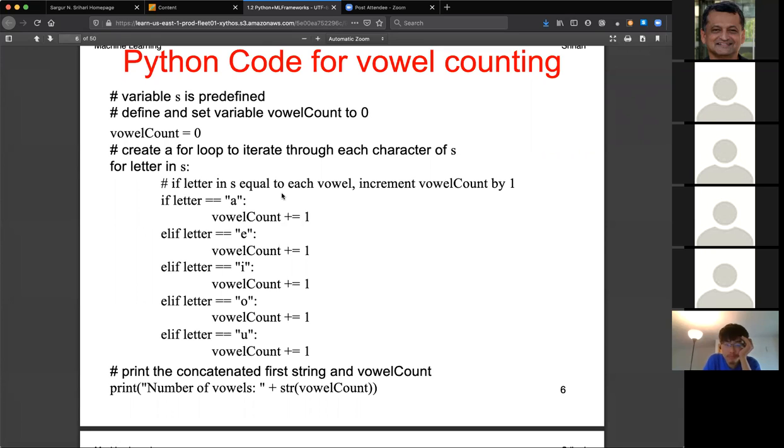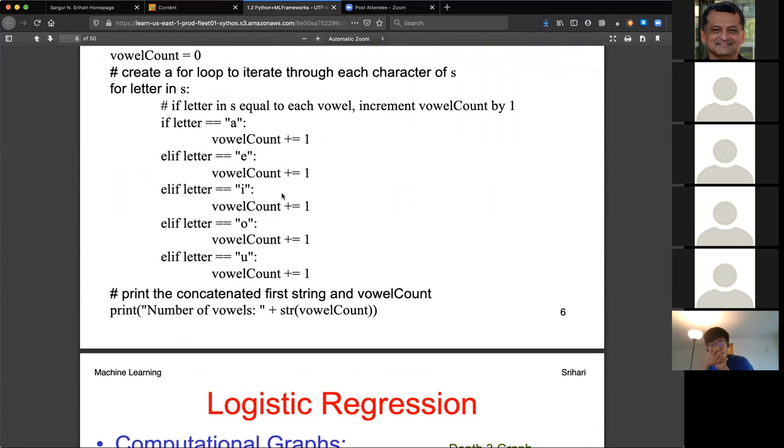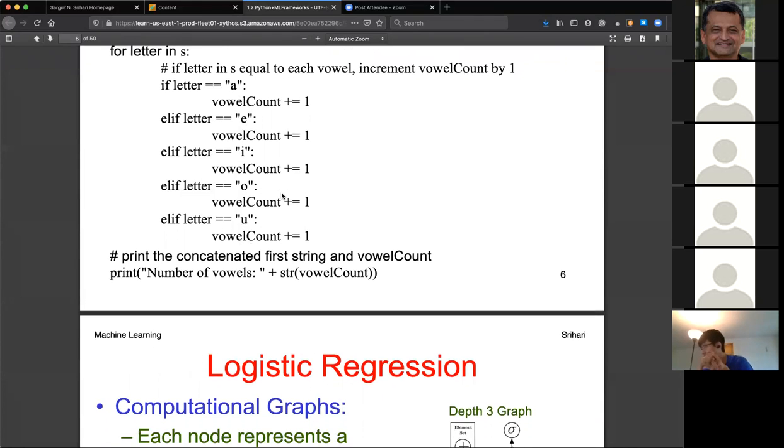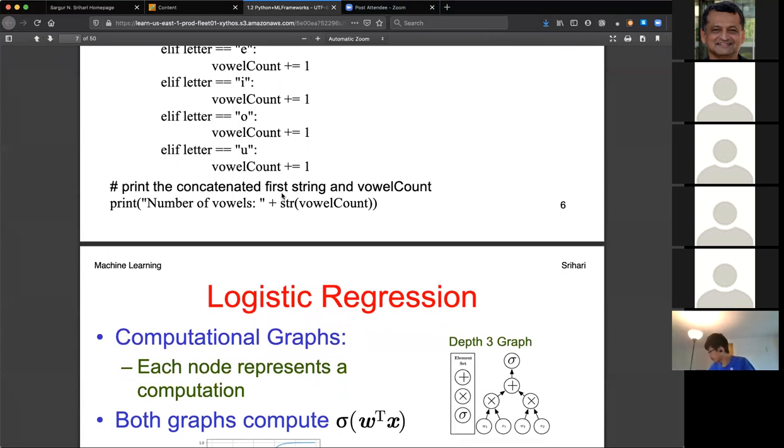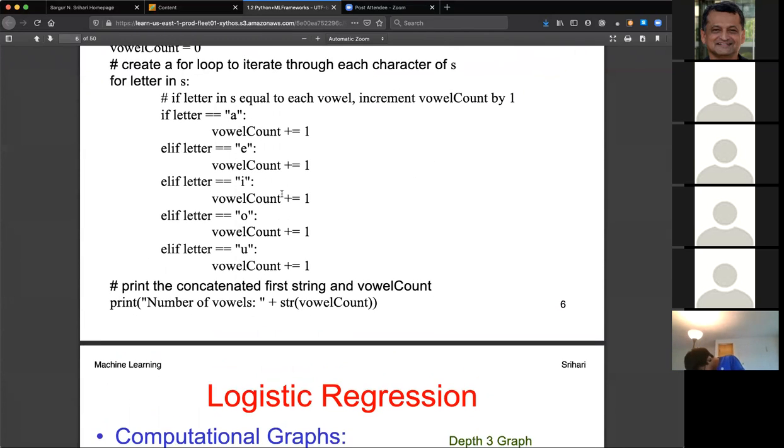If letter in S equals each vowel, increment vowel count by 1. If letter equal to A, vowel count is updated by 1. And elif letter equal to E, vowel count updated, letter equal to I, letter equal to O, letter equal to U. And the comment is print the concatenated first string and vowel count. Print number of vowels plus str vowel count. So it prints this as a string. So you may want to just try out something. If you've never done coding in Python, you could do that. And of course, if you're very familiar with Python, then you know what I'm talking about.